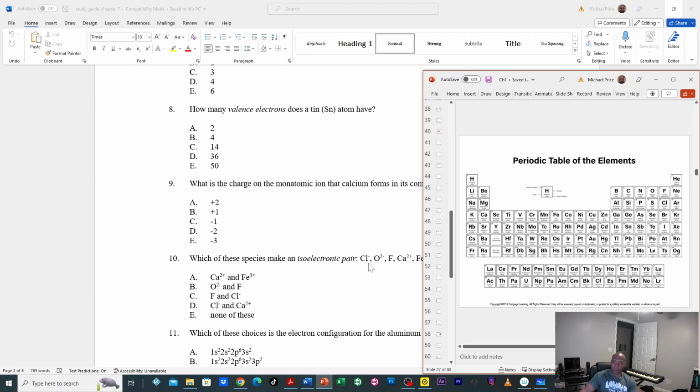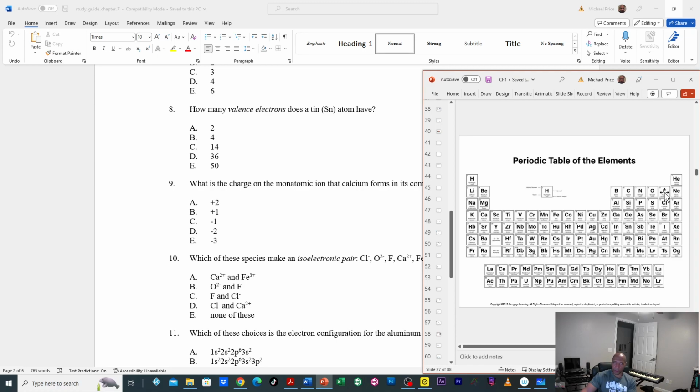Number 10, which of these species makes an isoelectronic pair? All right, now let's see what we have here. Going back to the periodic table. When they say isoelectronic pair, they mean having the same electron configuration. So chloride anion, chlorine was right there, 17. If you give it one electron, it's going to have the same electron configuration as argon. Now oxygen, if you give it 2 electrons, it's going to have the same electron configuration as neon. Since neon and argon aren't the same electron configuration, that's not a pair.